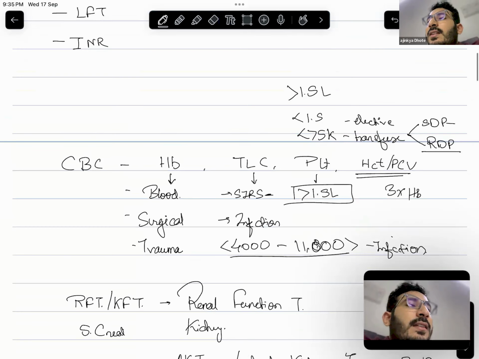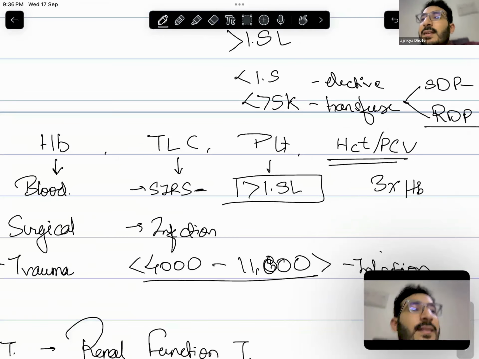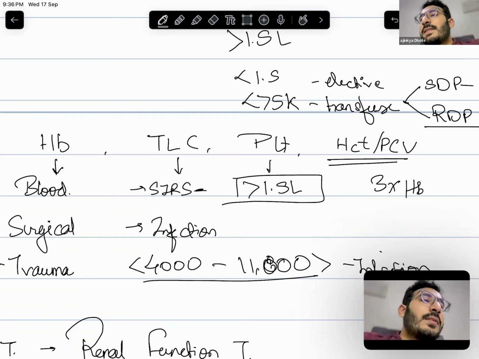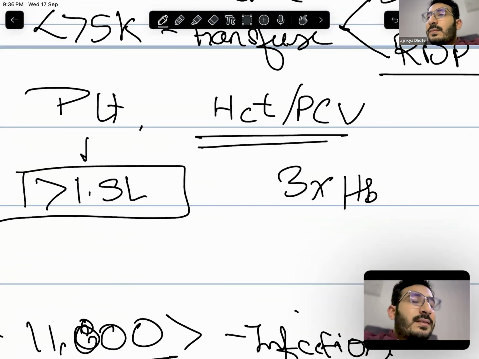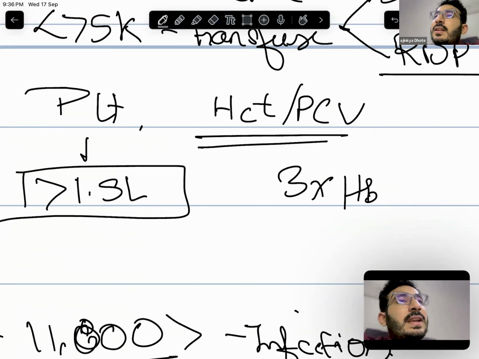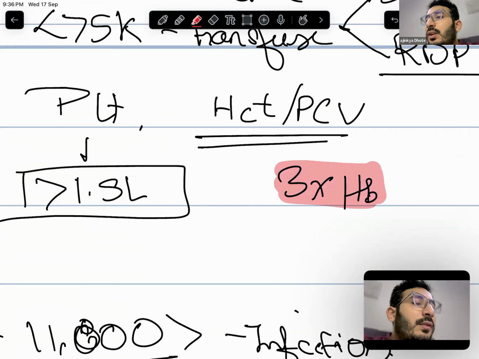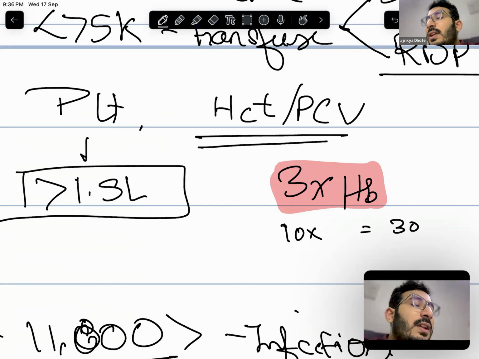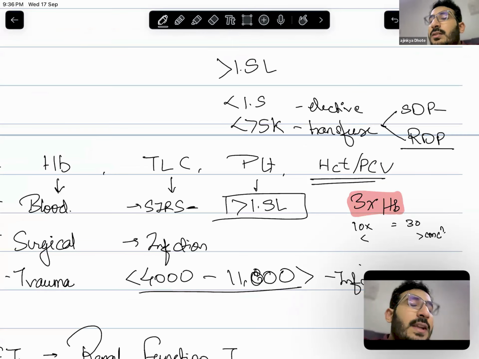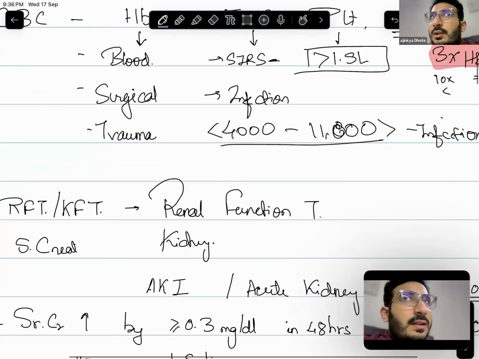Now hematocrit is your concentration of RBCs, the concentration of cells, which is a marker of fluid status. The normal hematocrit level is three times your hemoglobin value. So if your Hb value is 10, your normal hematocrit should be somewhere around 30. Anything less than that is suggestive of dilute blood, and more than that is suggestive of concentrated blood. Hemoconcentration or hemodilution are better terms, so I think you can prefer that.